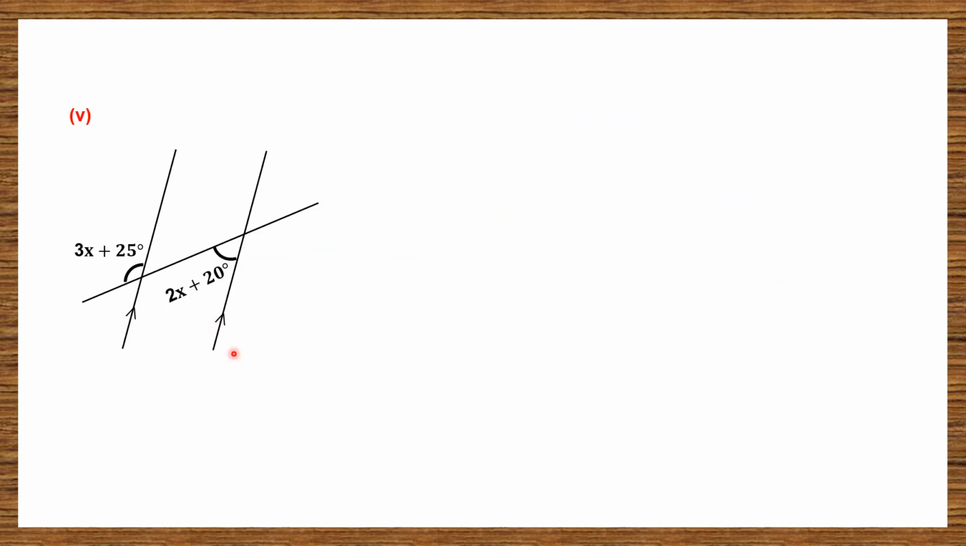Question 5, again we have parallel lines. Let's look out for them. So this one in blue and this one in blue, they are a pair of parallel lines. They are cut by a transversal. So the line in red is the transversal. So now we have to find the value of x.